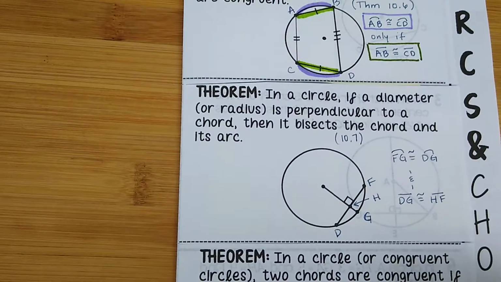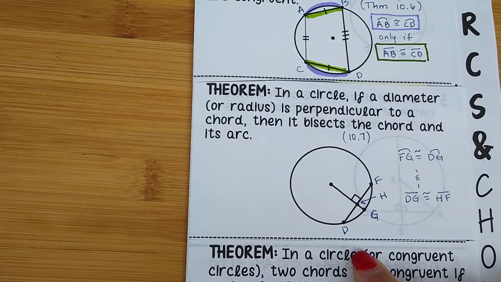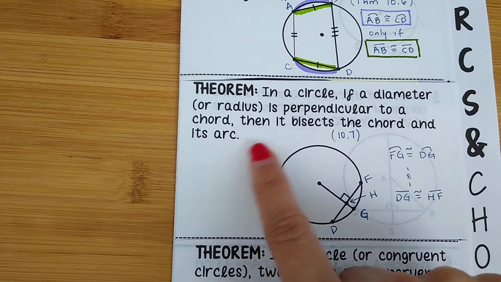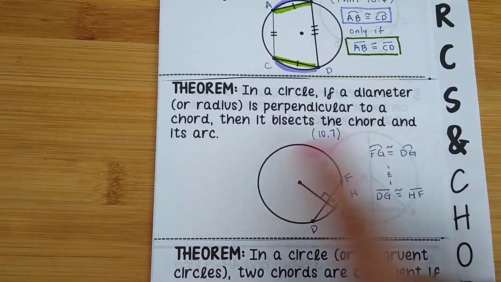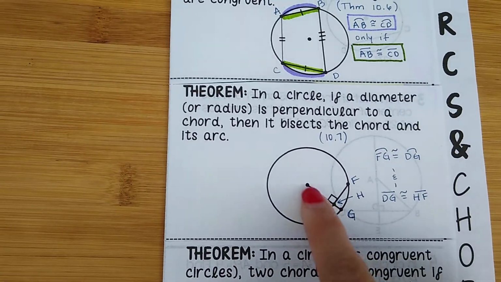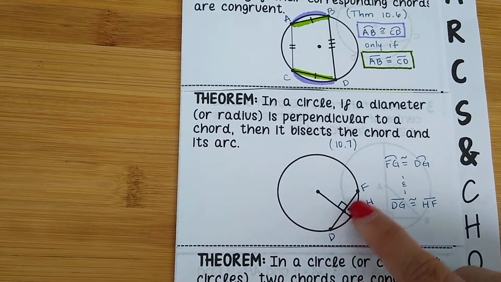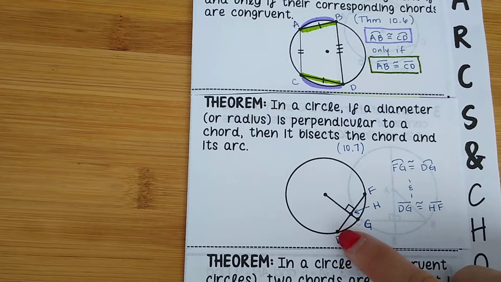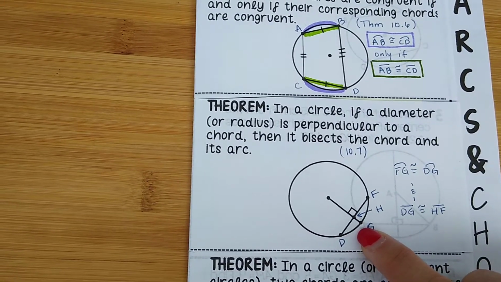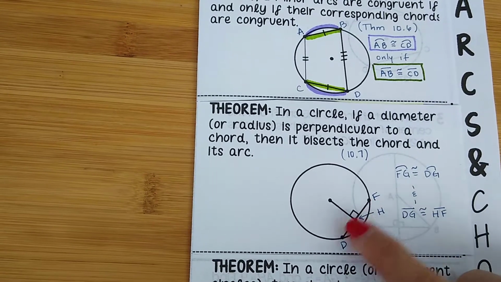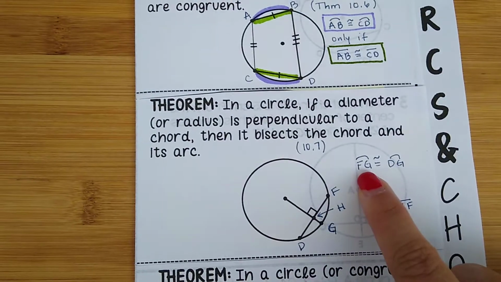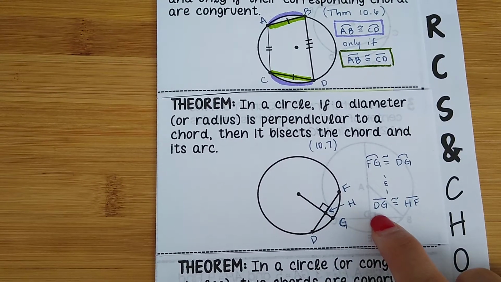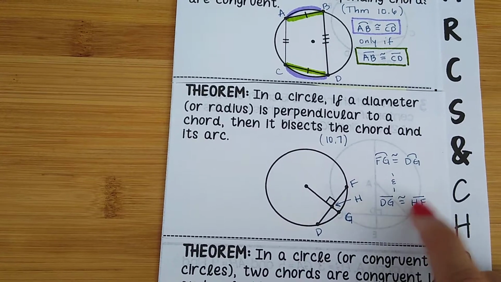In a circle, if a diameter or radius is perpendicular to a chord, again, perpendicular means it forms a right angle, then it bisects, or cuts in half, the chord and its arc. So here we're talking about the radius. If the radius is perpendicular, forming the right angle, to the chord DF, then it bisects the chord in half and its arc, which means arc FG is congruent to DG and DG is congruent to the chord HF.